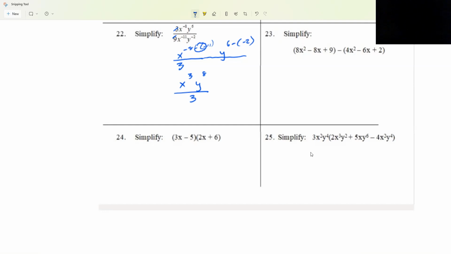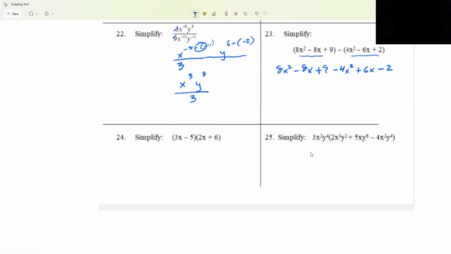All right, 23, there's nothing to combine on the inside. There's nothing to distribute on the first part here. So you got 8x squared minus 8x plus 9. But you do have this negative set in front of this next part. So we're going to distribute that. So that's going to be minus 4x squared plus 6x minus 2. Remember that negative out in front of the parentheses, it's just going to flip everything.